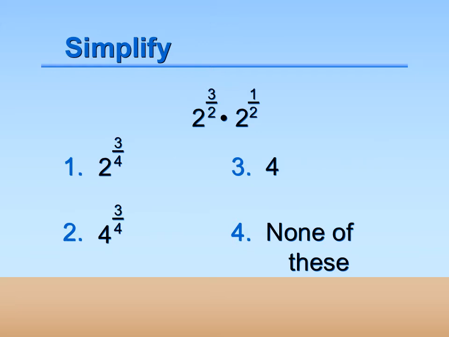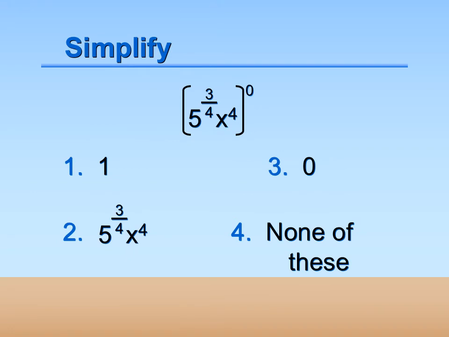All right, let's just practice simplifying some exponents, right? So 2 to the 3/2 times 2 to the 1/2. Remember, we just add the exponents, right? So 3/2 plus 1/2 is 4/2. 4 halves is just 2. So we've got 2 to the second power, which is 4. Then we've got that nonsense to the 0 power. I don't even have to worry about what that nonsense is because anything to the 0 power is 1.